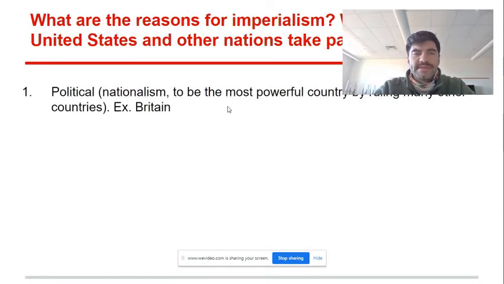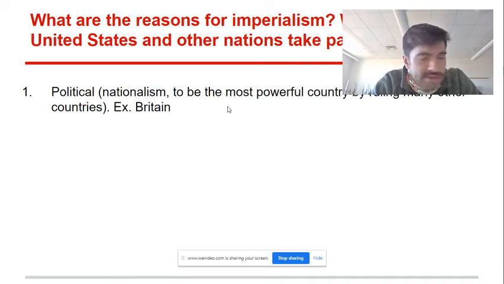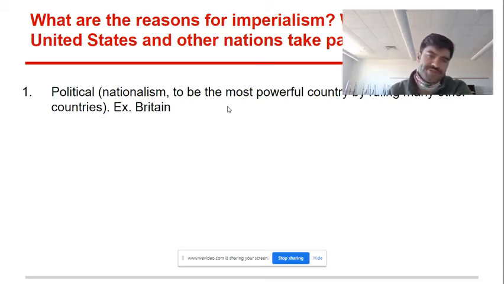All right, so what are the main reasons countries practice imperialism? To get a little bit more in depth, the first reason that countries exert their influence over weaker countries is due to the concept of nationalism, right? All these countries, including the United States, have the desire to become the most powerful country in the world by ruling over many other countries.